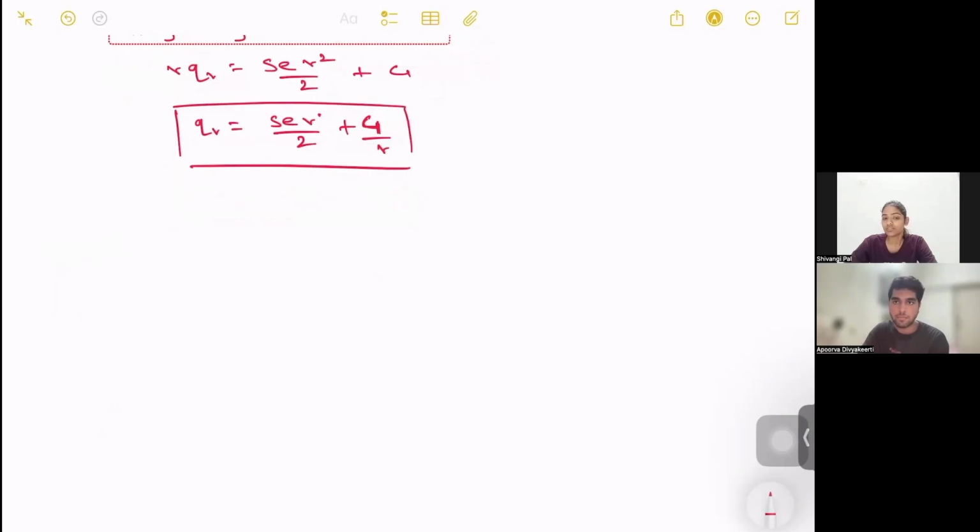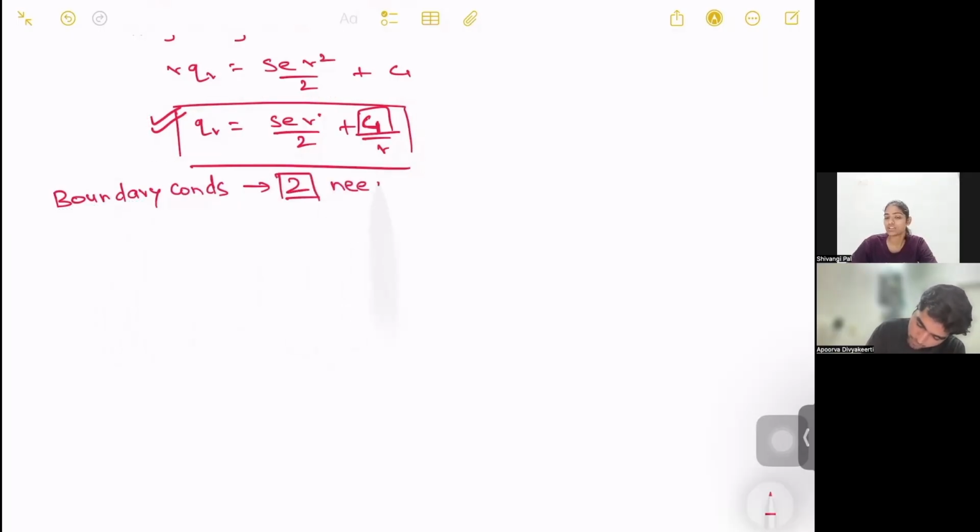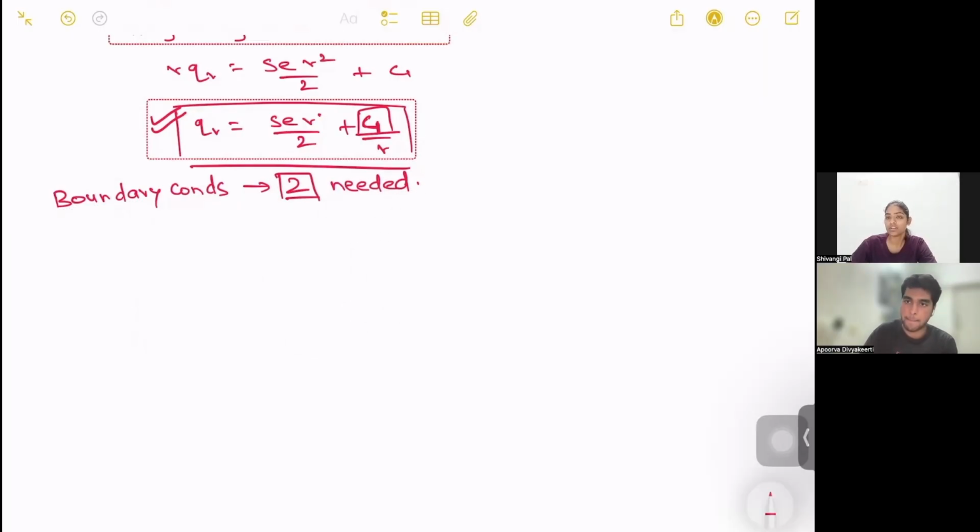Now we have got a flux profile, that is q_r equal to S_c r by 2 plus C1 by r. Now to eliminate C1 we require a boundary condition. Here in our question we have a single phase. For a single phase we require at least two boundary conditions. We will be seeing each and every boundary condition which we specified earlier, and we will be seeing whether they are applicable or not.